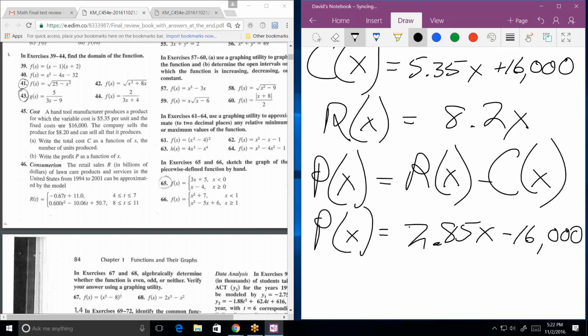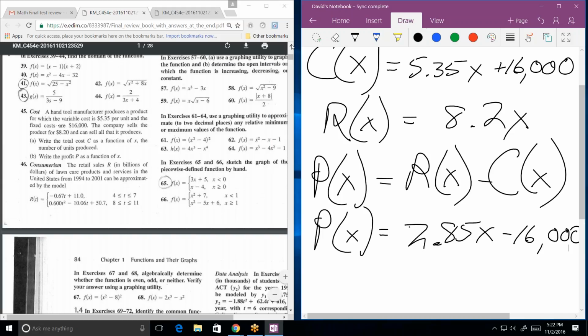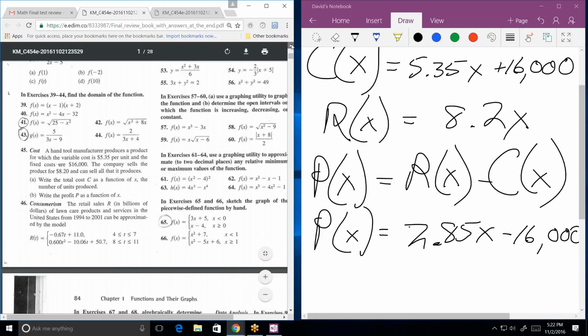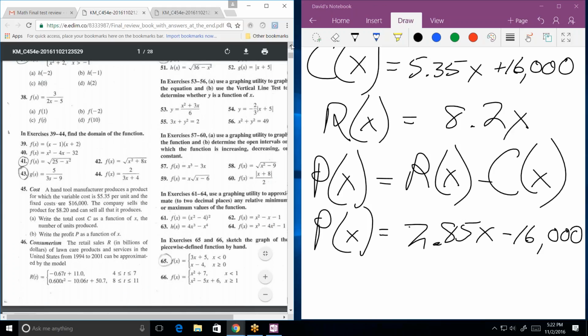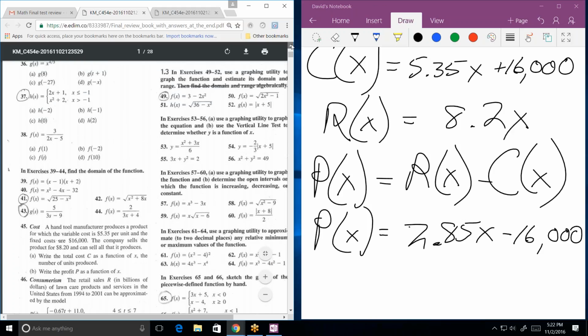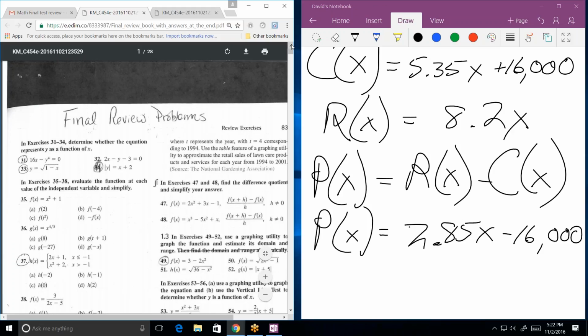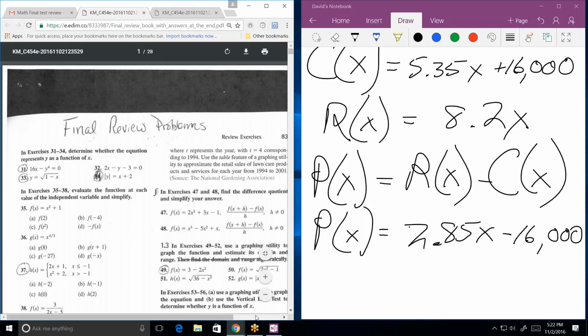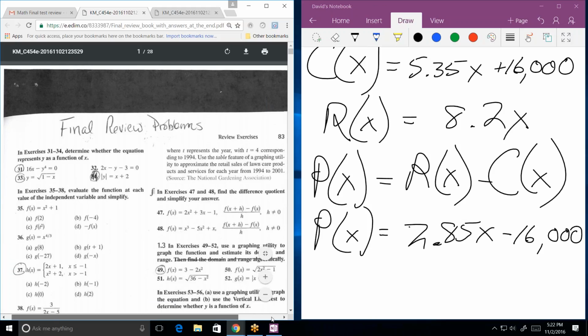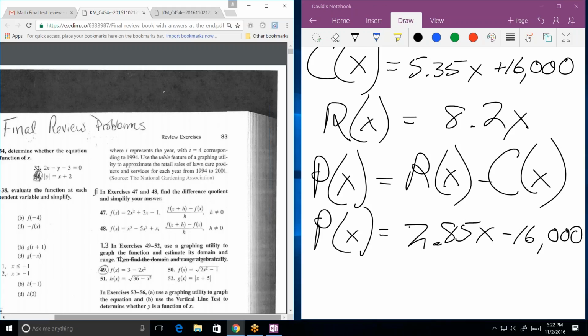Number 46. Let's skip maybe. In other words, the problem with word problems is they take too long to do, and some of these others are actually going to be more useful and valuable for you.